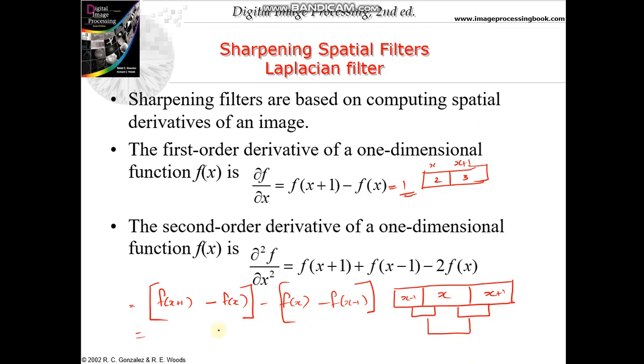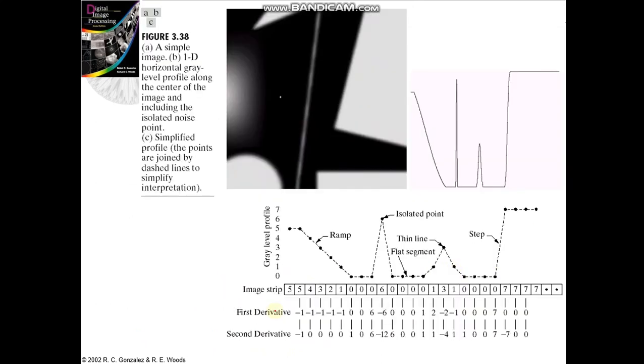So that is f of x plus 1, plus f of x minus 1, then minus 2 f of x. So this is the second derivative. See this, f of x plus 1 plus f of x minus 1 minus 2 f of x.